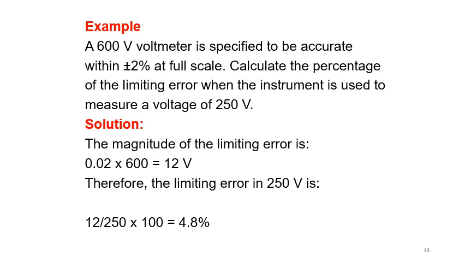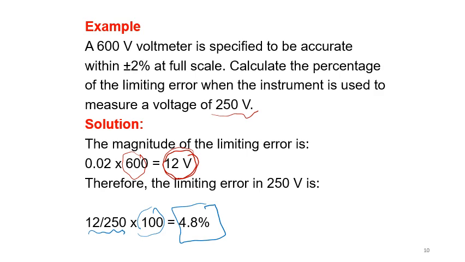So if we are measuring 600, the error in voltage will be 12 volt. How about if we are measuring 250 volt? You will find 12 over 250 times 100% equals 4.8%. As I mentioned earlier, when we talk about limiting error, here he wants to teach us something.